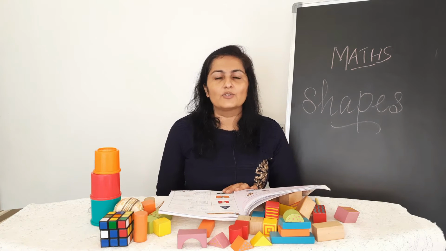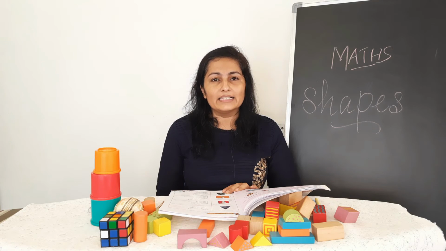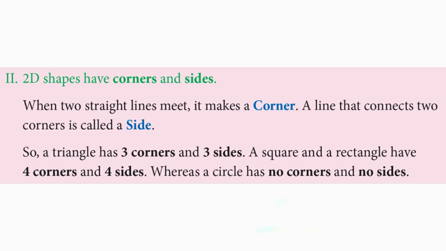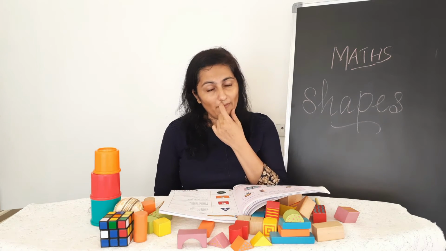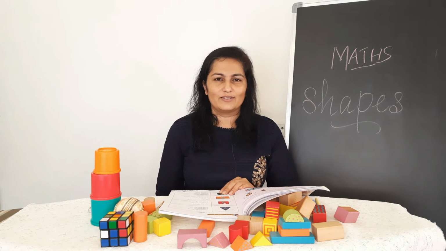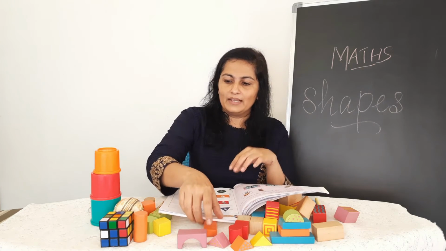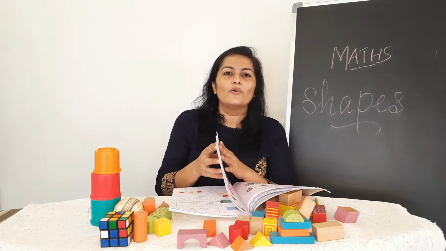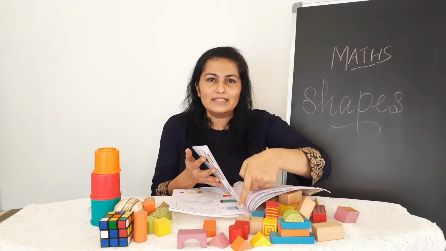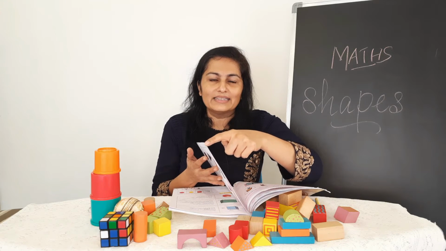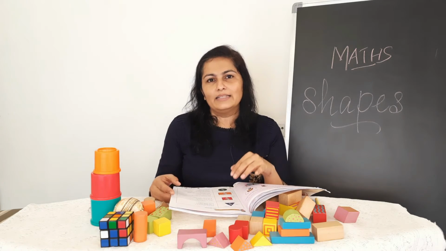Now let us look into what are corners. When two straight lines meet, that meeting point is called a corner. Now we just learned that all the 2D shapes are made up of straight lines or curved lines. So wherever two straight lines meet, that is called a corner. So look at your textbook. This is a straight line, and this is a straight line. Where they both meet, this is called the corner. Now, that's the first point.